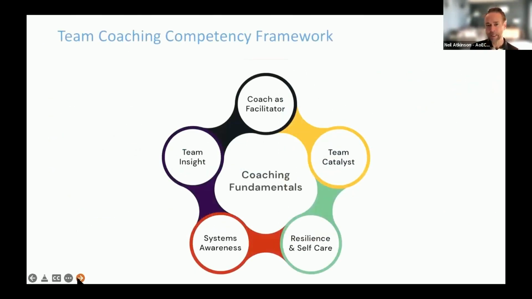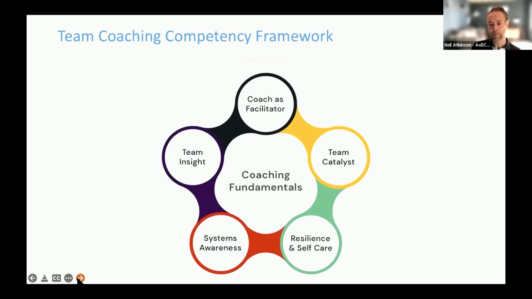So just to give you a sense then of what the program covers, at the heart of the program is the AoEC's team coaching competency framework. And you may well be aware, but a number of the regulatory bodies, such as the ICF, have been coming up with their competency frameworks more recently.